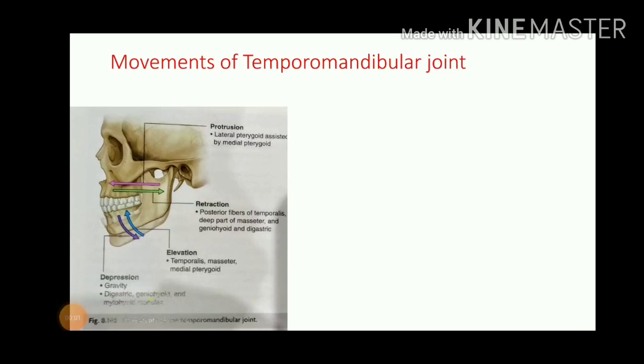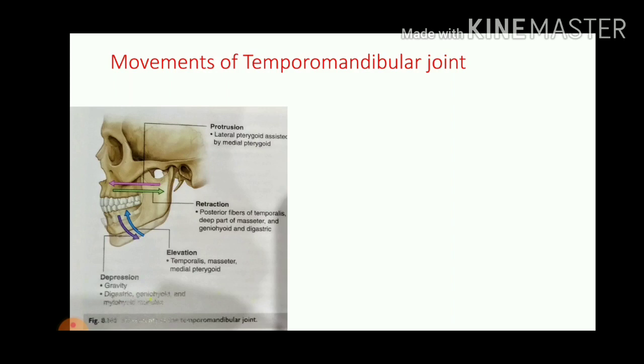Now we come to the movements of the temporomandibular joint. What is the main function of the movement of the mandible? The temporal bone remains fixed, but the mandible will move, and this movement mainly facilitates the mastication process, the chewing process.